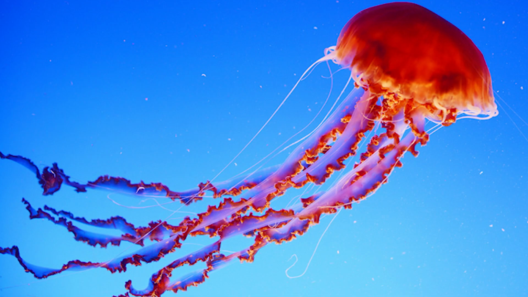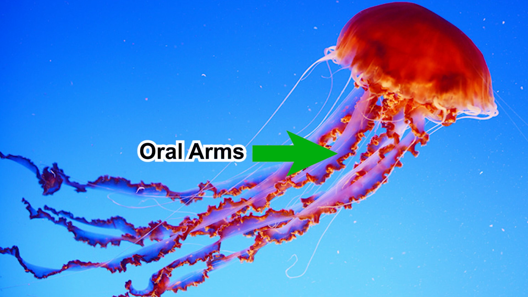For example, in true jellyfish, when you look at this image, which ones do you think are the tentacles? If you thought of these organs, then congratulations, you understood the concept of tentacles in cephalopods. But it's not like that in jellyfish. These are the oral arms. Meanwhile, these small hair-looking organs are the tentacles.